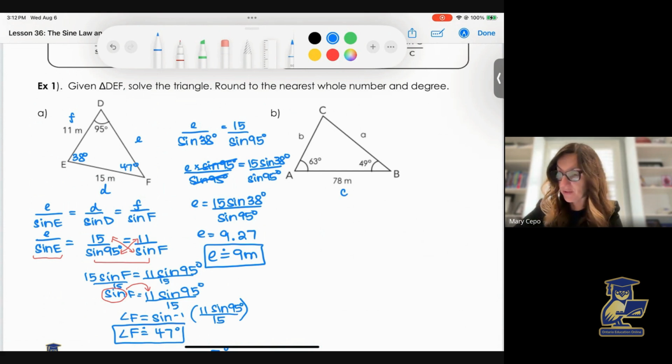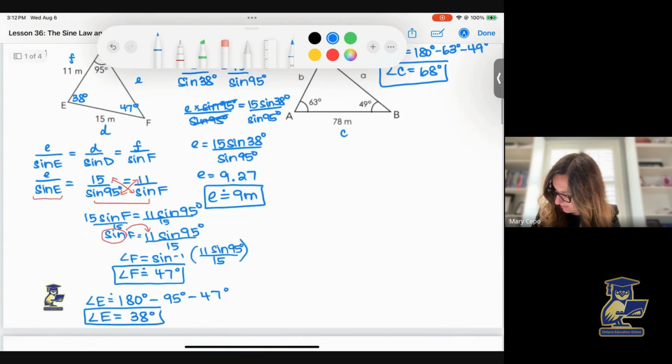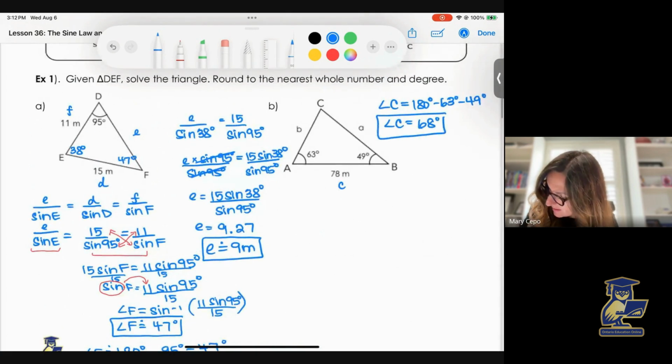Now, first thing we want to start with, because we do need to solve the whole triangle, we're going to say angle C is equal to 180 minus 63 minus 49 degrees. So angle C would equal 68 degrees. Okay, so with that in mind, we have that C is 68 degrees.